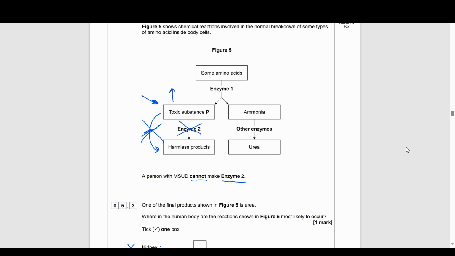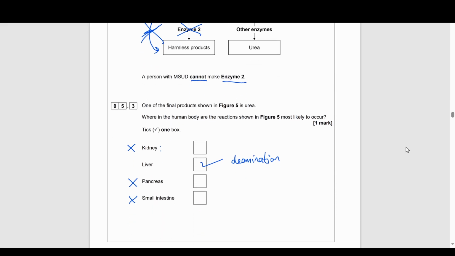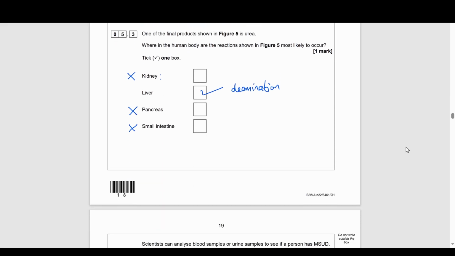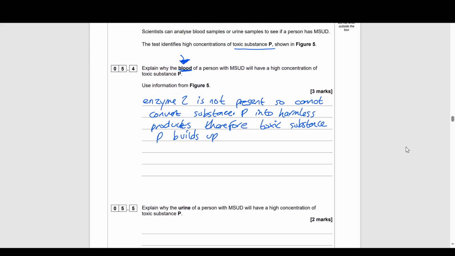So the question is, how do the amino acids normally get into our blood? They normally get into our blood by diffusion. So if this toxic substance P builds up, then the toxic substance P will diffuse into our blood. And that would be the reason why there's a high concentration in there.